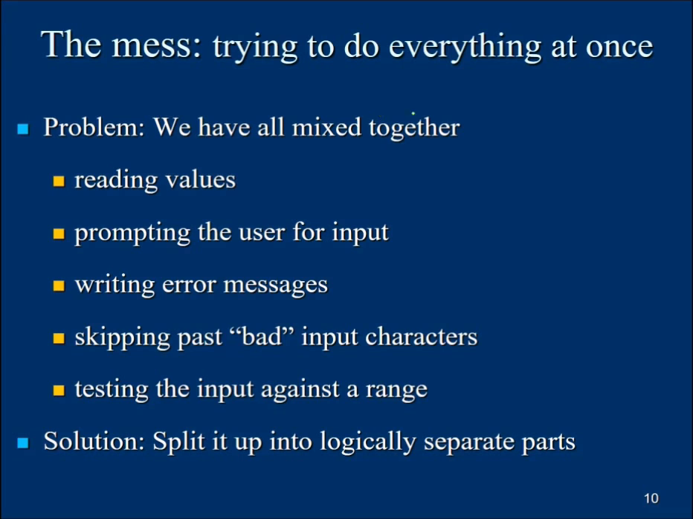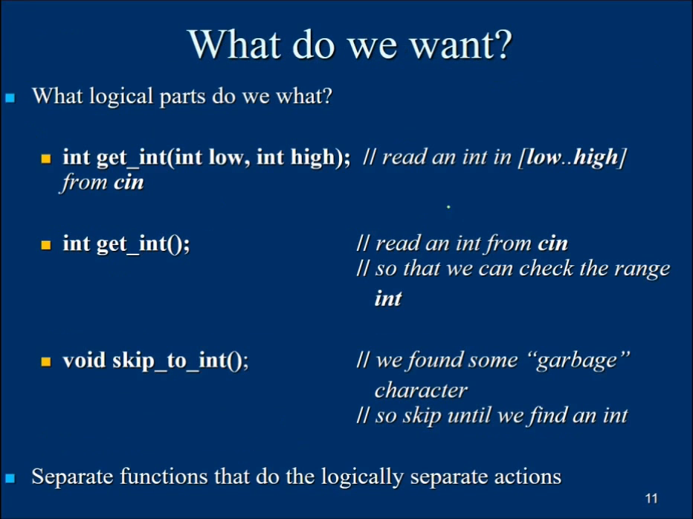So don't try to do everything at once. We have all mixed together reading values, prompting the user for input, writing error messages, skipping past bad input characters, or testing the input against a range. The solution is to split it up into logically separate parts. How? What do we want? What logical parts are we talking about? Like this: int get_int. That means we read an integer, that is, we are using cin. What it does is read an integer from cin so that we can check the range for the integer, or we can also have skip_to_int. We found some garbage character, so we skip until we find an integer which we are expecting.